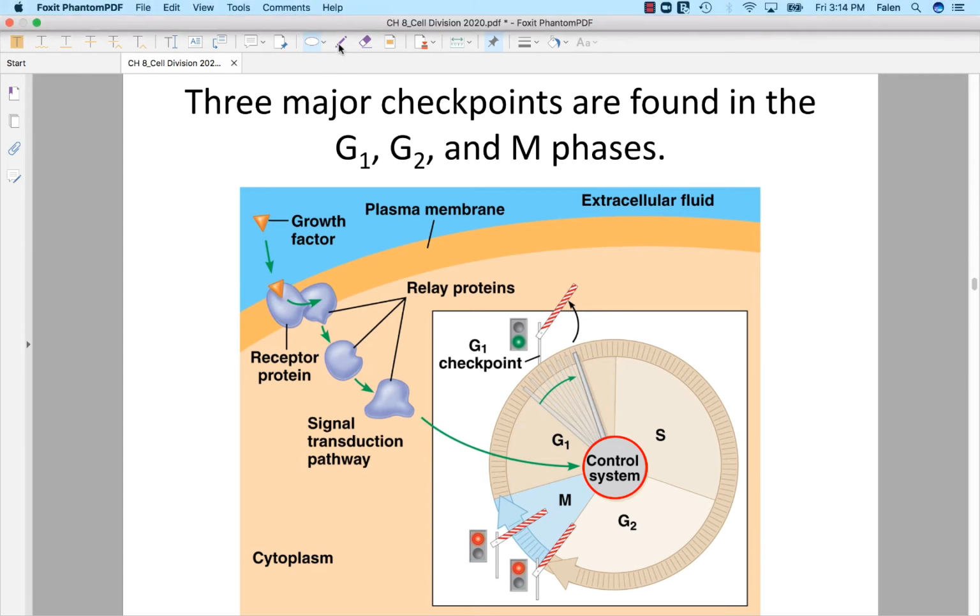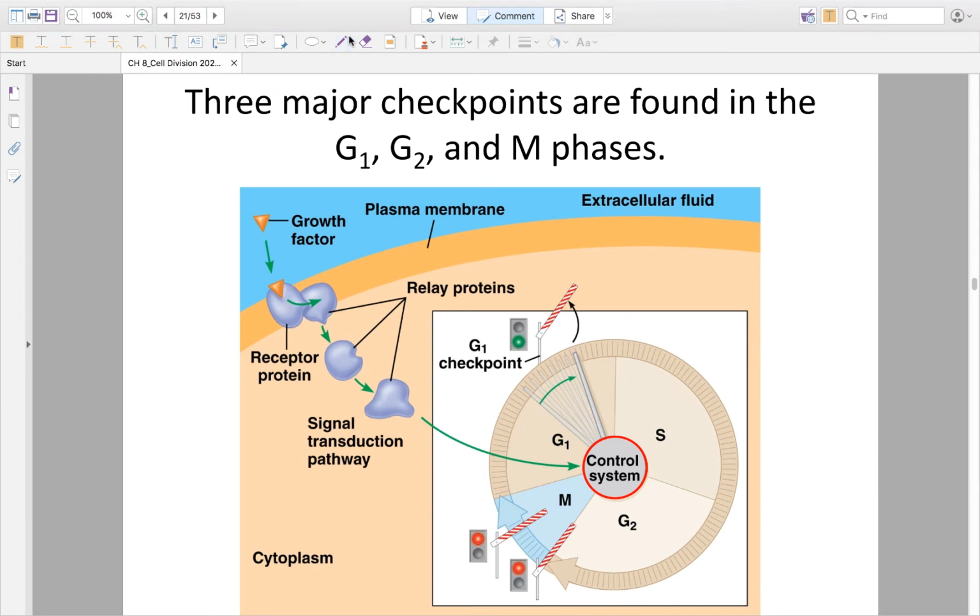All right, so this is how it works. First, growth factor. This is a hormone. It has to bind to a receptor protein, and it does. That's the signal. This is the kind of go-to-the-cell-cycle signal. It says, okay, you're allowed to grow. Go ahead and enter the cell cycle. So it does, and it enters at G1.